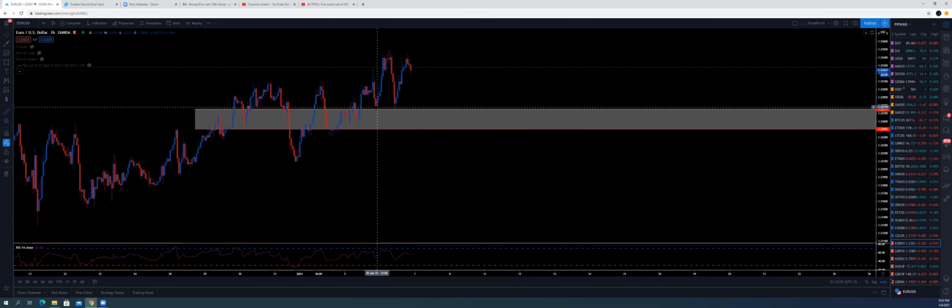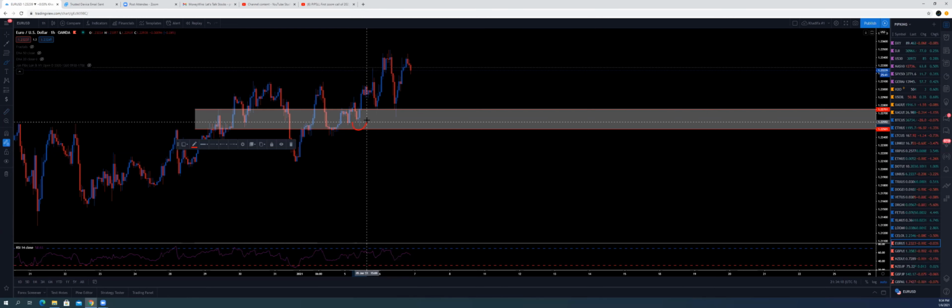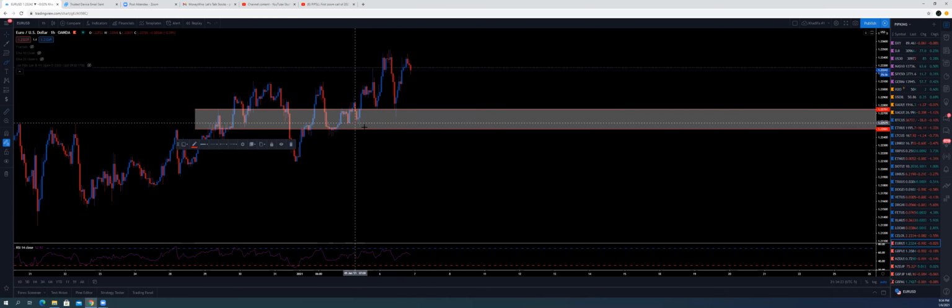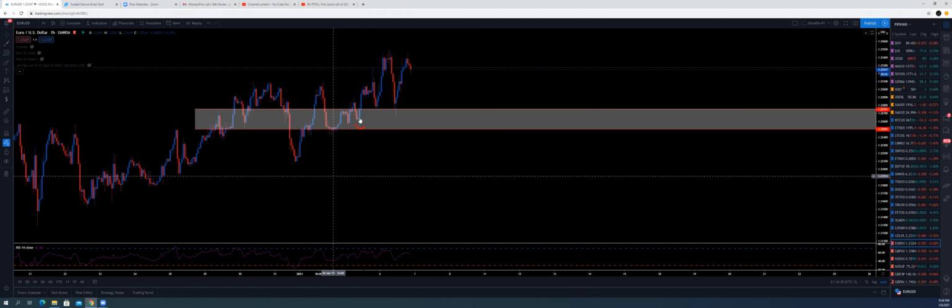Of course, when you enter a buy, you put your stop loss, your security mechanism to keep you from losing too much money in case the market goes against you. You always put that below the previous low, which would be here. That's the previous low.